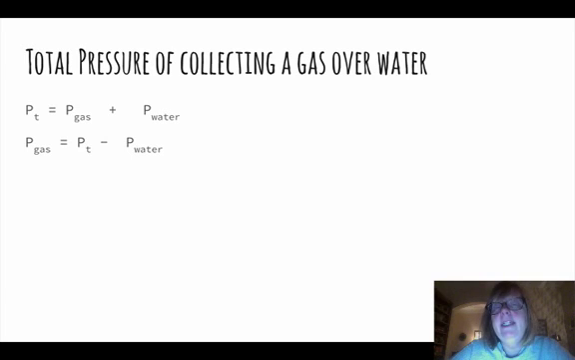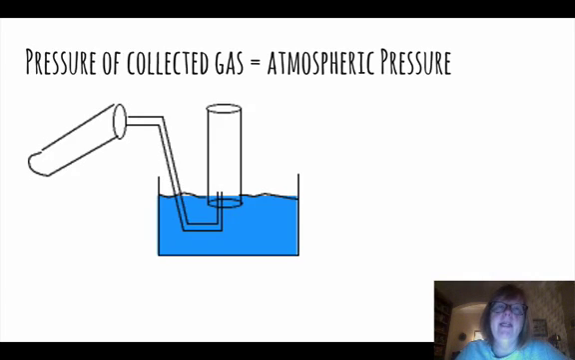In the ideal gas equations or anything that you're doing, you're going to want to know just the pressure of your gas. So the pressure of the gas is the total pressure, and then you subtract from it the vapor pressure of water. This is where Dalton's law becomes really important in a lab setting.